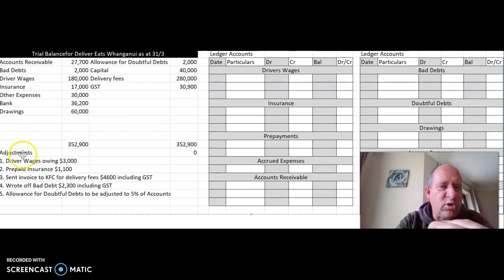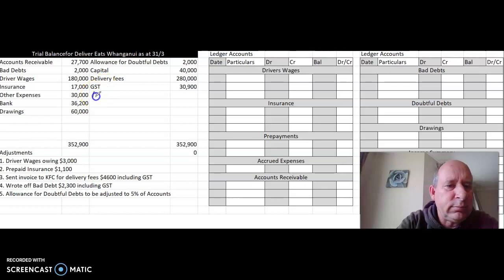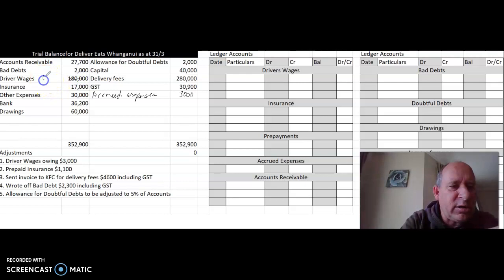First one, number 1, is driver's wages owing. So you can see down here, what's the balance day adjustment? Good, what side does it go on? Okay, so write it in, and the amount. What were the wages for? We know wages. So we're going to add it to both sides. Excellent. First one done. Cross it off.